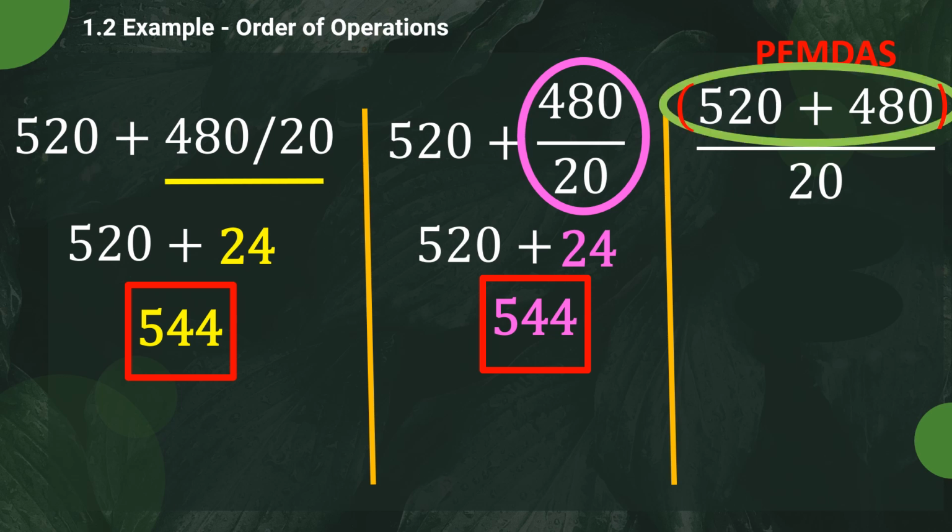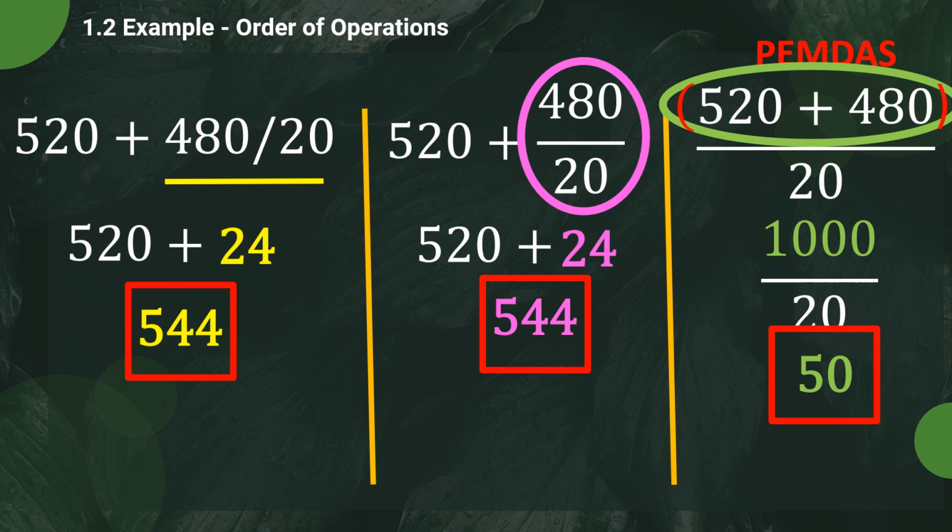So when we do that, we're going to do 520 plus 480, and that is 1,000. Then we're going to say 1,000 divided by 20. Now 1,000 divided by 20 is 50. So the answer to that problem is actually 50. So that is a huge difference. And so that's where the order of operations works very differently, even though you had the same exact numbers and they looked very similar. So there you can see where the order of operations makes a big difference.